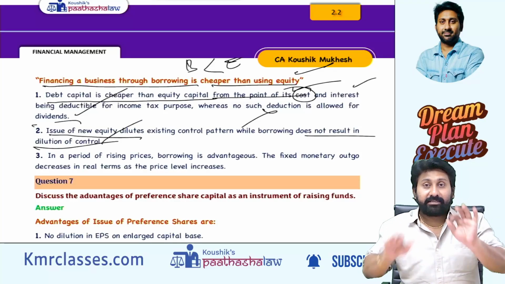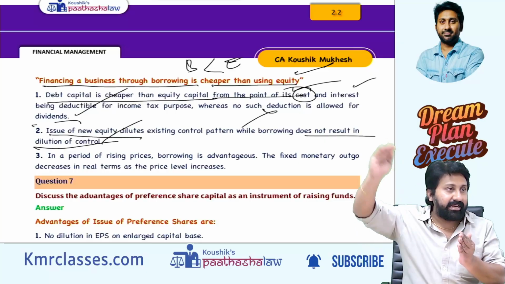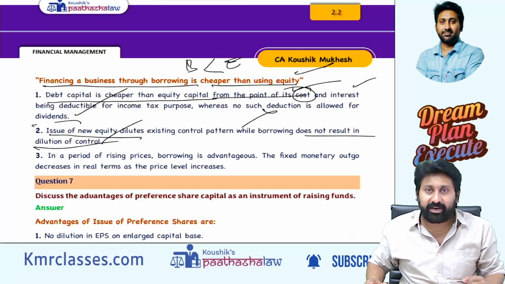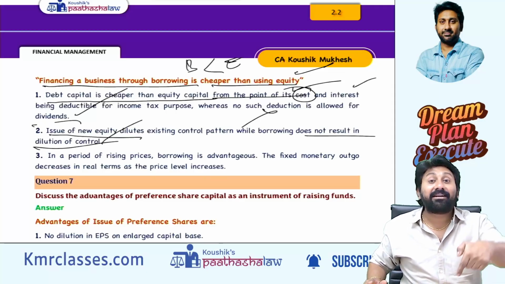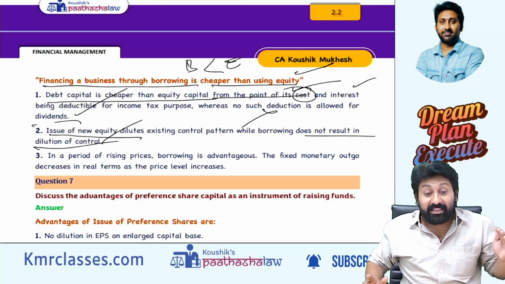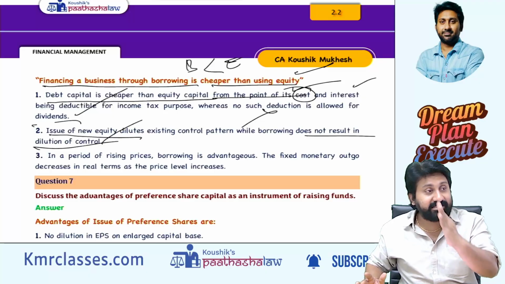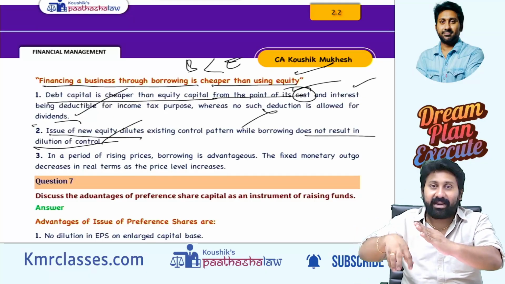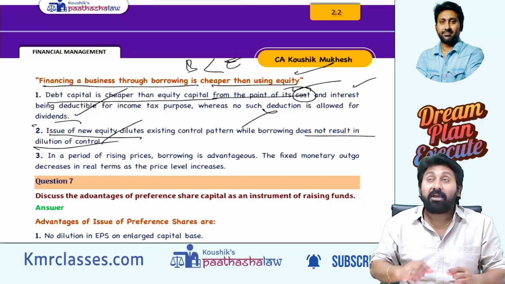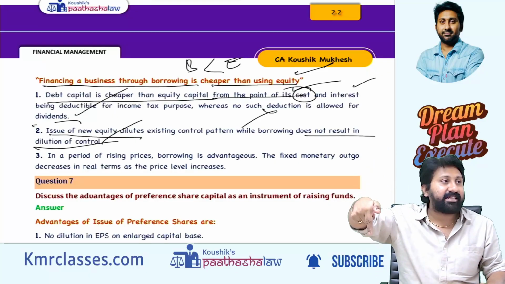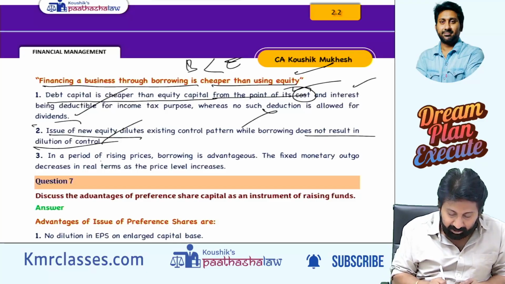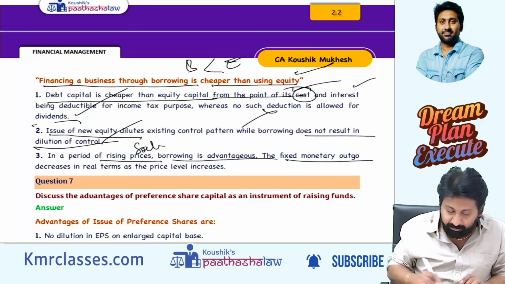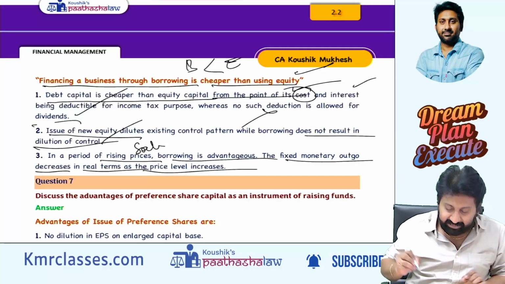Next one. See, when the sale prices are increasing, sales will increase, contribution increases, EBIT increases, but interest cost will be the same. So when the prices of the product are increasing, if the company is financed more by debt, you will be in a safer position because even for the increased sales, you have to pay the same fixed cost. So in a period of rising sale prices, borrowing is advantageous. The fixed monetary outgo decreases in real terms as the price level increases.